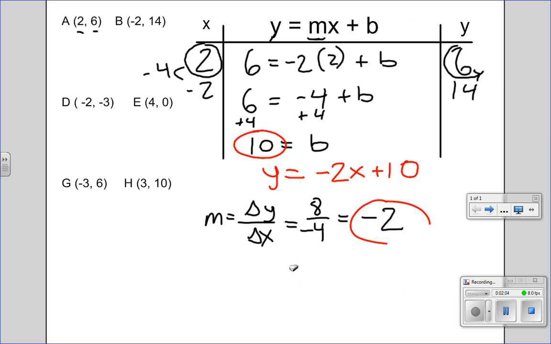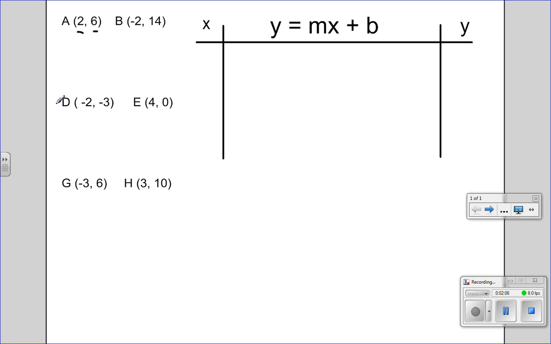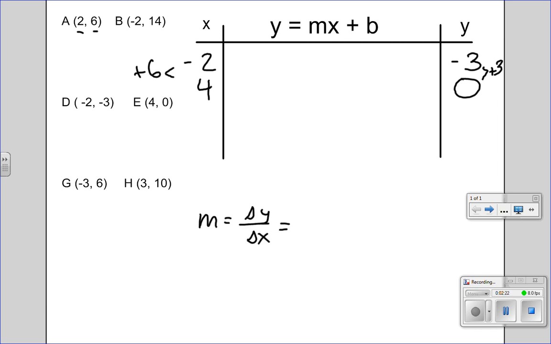Okay, let's give it a try using the same methods. (-2, -3) and (4, 0). Let's start by finding my slope. From -3 to 0, it's plus 3. From -2 to 4, it's plus 6. So my slope, once again, is delta y over delta x. My change in y is 3. My change in x is 6. 3 over 6 becomes 1 over 2.